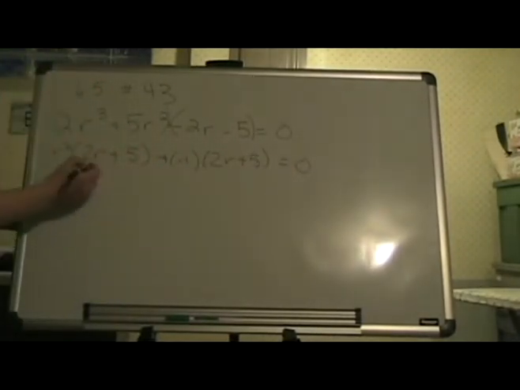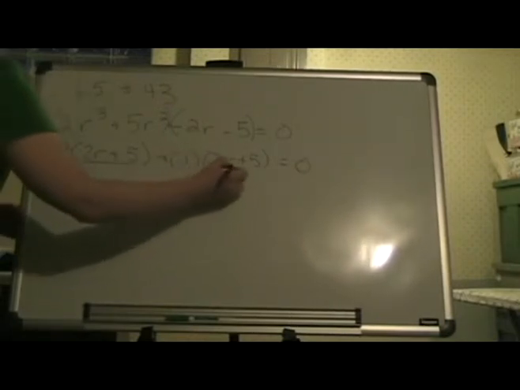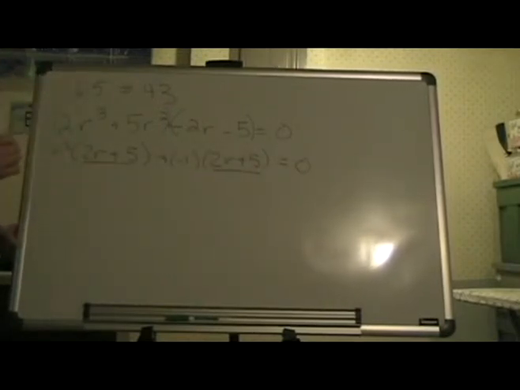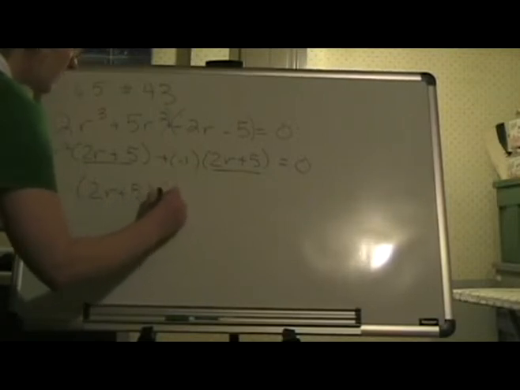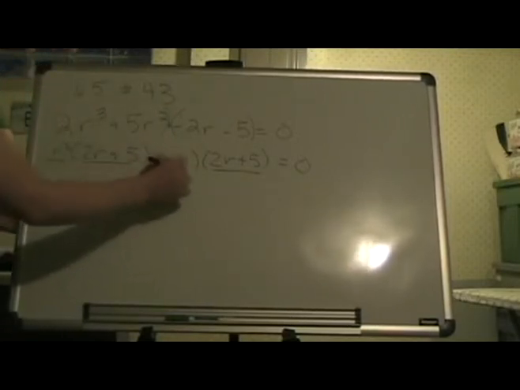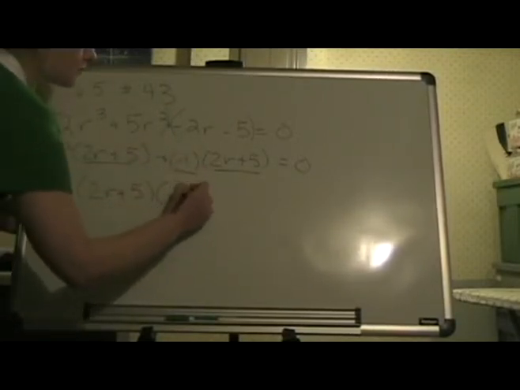Now you can see we have the same term in each. This means we have achieved what we wanted with grouping, and we can pull that term forward, 2r plus 5, and we are left with the remnants, the r squared and the negative 1.